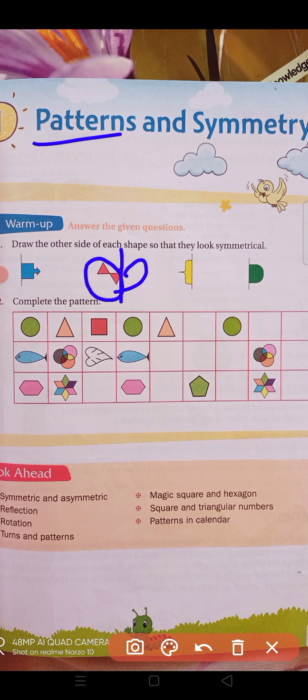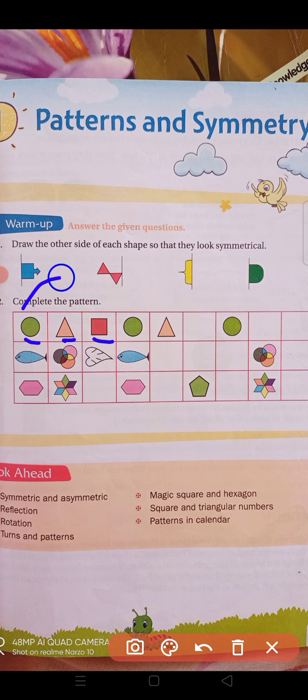Now let us discuss some of these patterns. Here they have given complete the pattern. Let us first observe these patterns. I have told that patterns are nothing but the designs. So what designs are given here? They are circle, triangle, square. Now we shall complete this pattern. They have given circle first, triangle second, square third. Next, in the same way, this sequence is repeated.